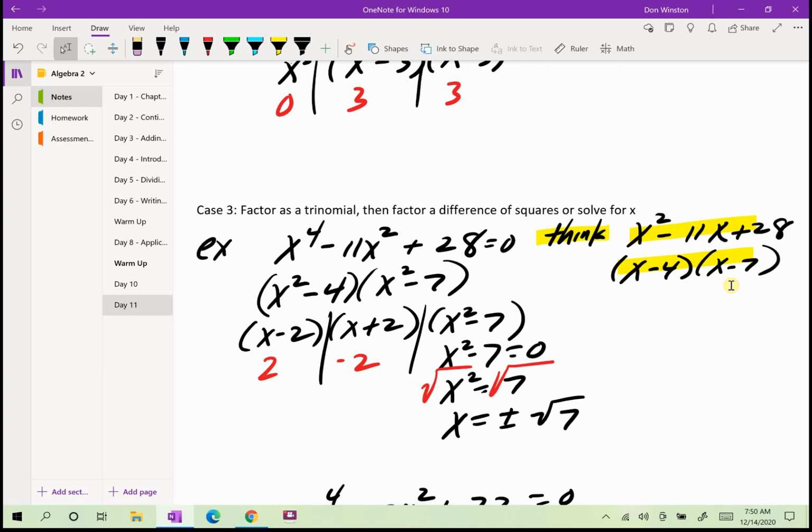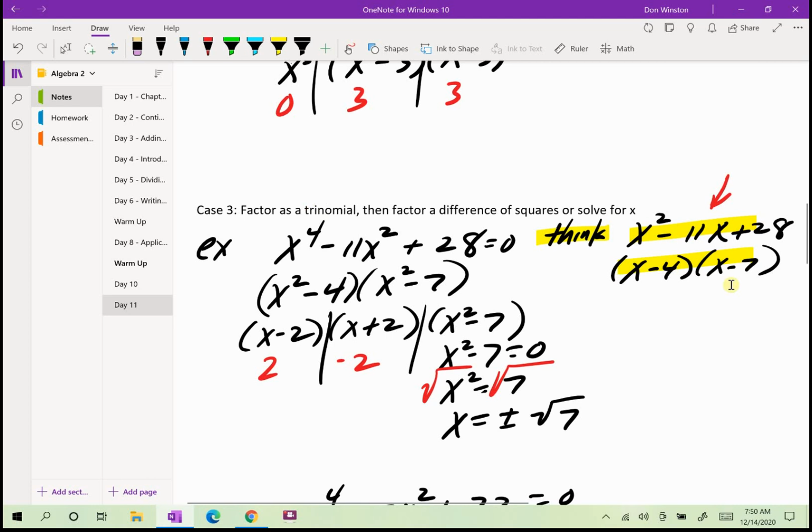So what I can do though is factor this as a trinomial. So I have x to the fourth minus 11x squared plus 28. I'll think of it this way: if I had x squared minus 11x plus 28, well, I would factor that. Factors of a positive 28 that add up to negative 11 would be negative 4 and negative 7. So factors of x squared minus 11x plus 28 would be x minus 4 times x minus 7. Well, I'll factor this fourth degree polynomial the same way.